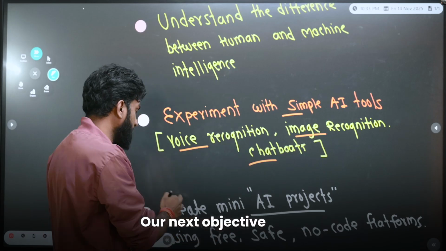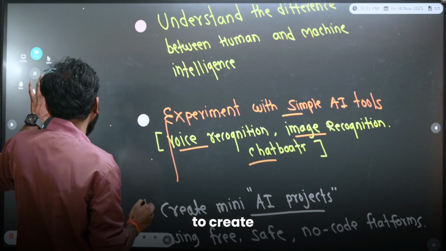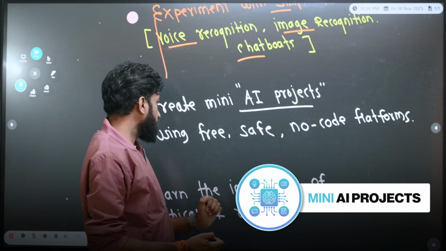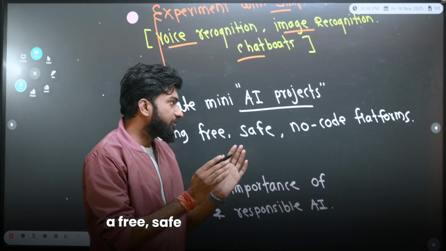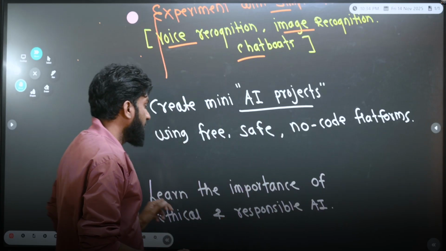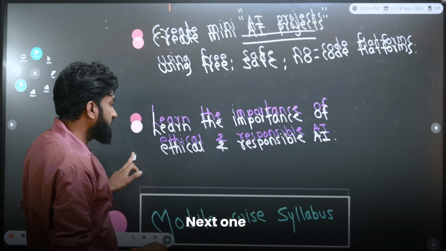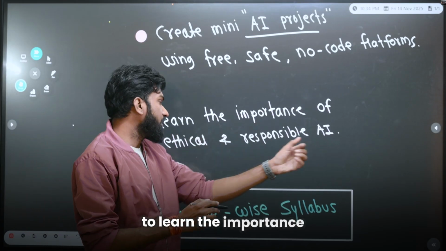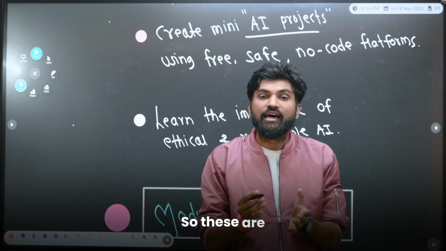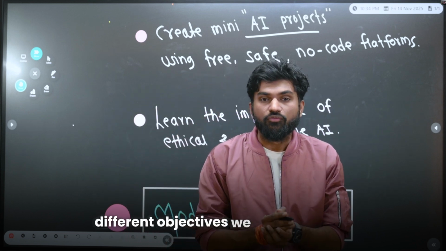Our next objective is to create mini AI projects using free, safe and no code platforms. That's a very important thing. The next one is to learn the importance of ethical and responsible AI. So these are the different objectives we have to study.